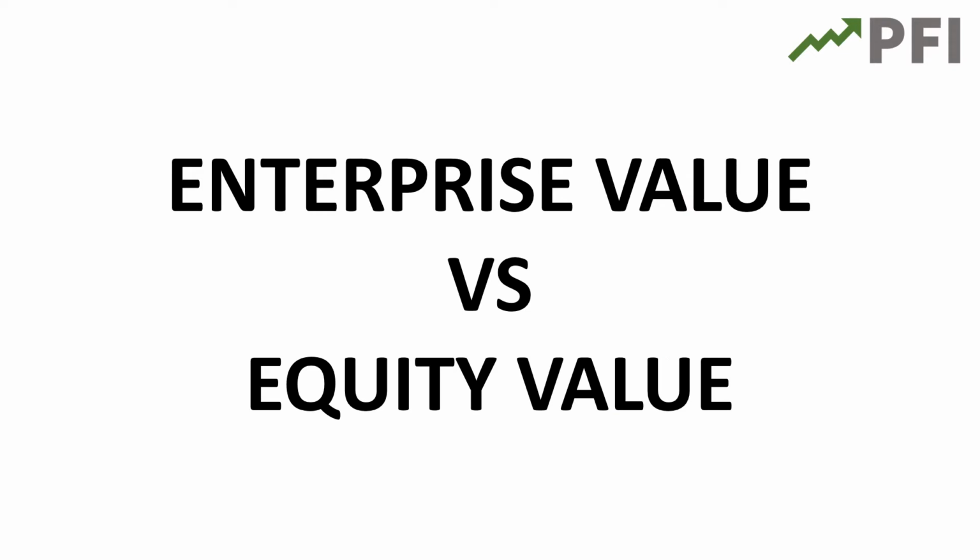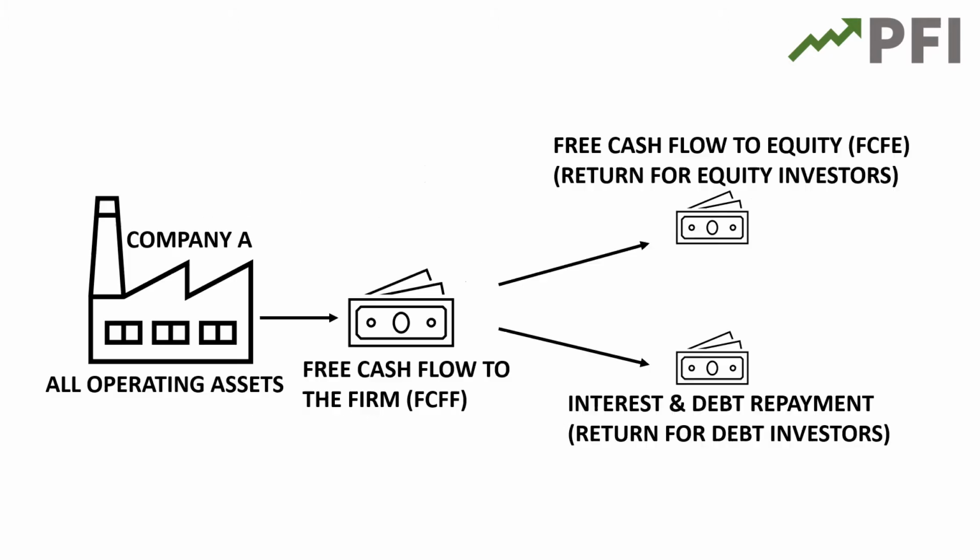When assessing company value, it's important to understand the distinction between equity value and enterprise value. Companies have operating assets which produce cash flows, which in turn produce a return for debt and equity holders. Enterprise value refers to the value of all of the operating assets of the business, which is associated with each of the various forms of capital which fund the business, both debt and equity.